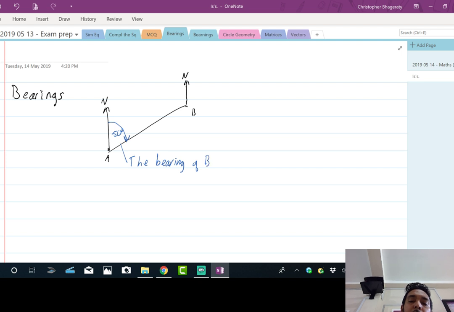Bearing of B from A. So the bearing is the angle between the north line at the start point and the line connecting the 2 points, point A and point B. Usually what they ask you to do is to find the bearing of A from B. So, we are required.